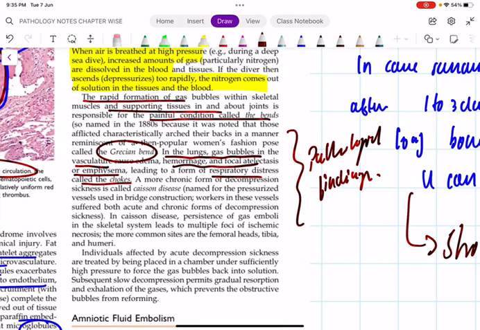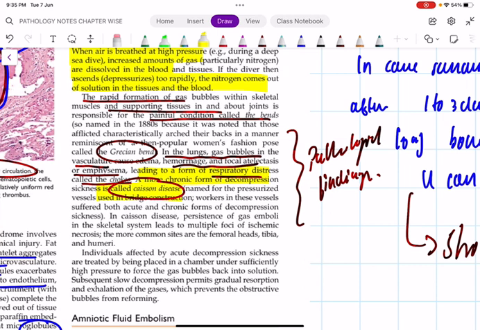If this disease is present over a chronic period of time, for example, Caisson's disease, that means for bridge construction, some people have to work under very high pressure. Am I right? So when they come back to normal atmospheric pressure, there will be this problem: the nitrogen bubbles will come out and cause severe pain. That is the chronic condition, we call it Caisson's disease. But as per physiology textbooks, both terms are used interchangeably.